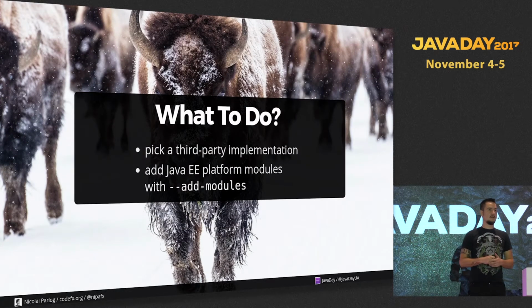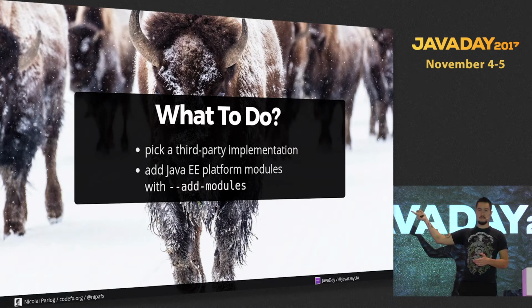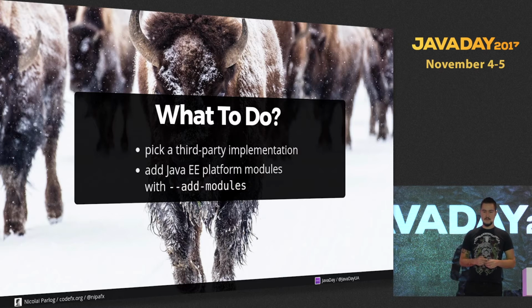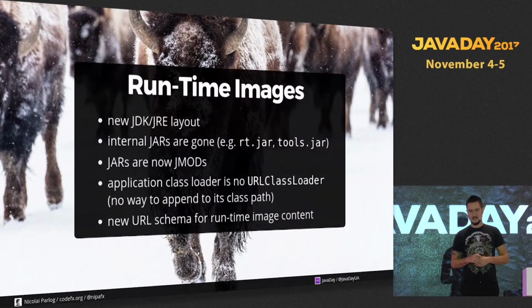So what should you do? The proper long-term solution is to pick a third-party implementation and use that. What we'll do in the talk later is we'll use add-modules to add the deprecated module from the runtime, and make sure that it is part of the module graph as we run the application.